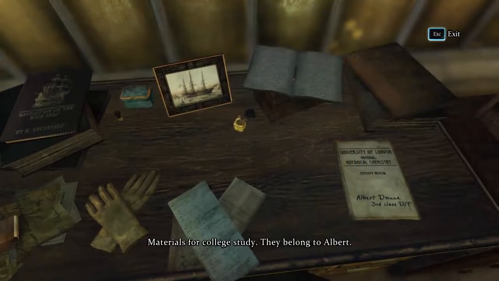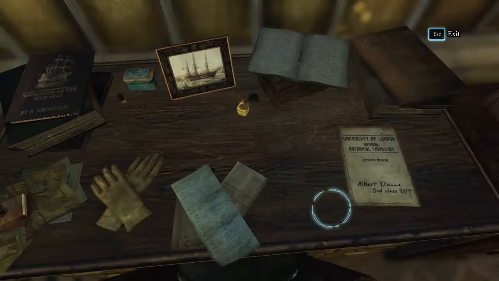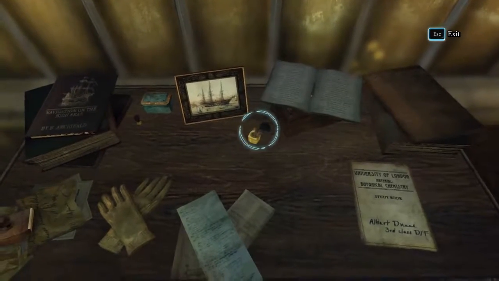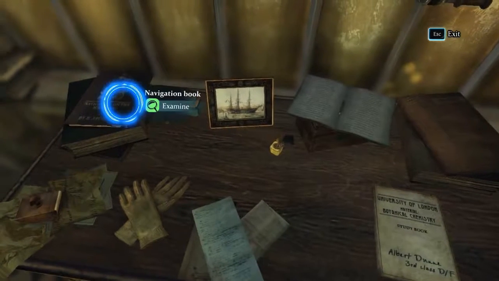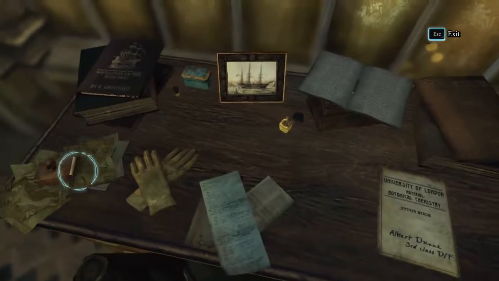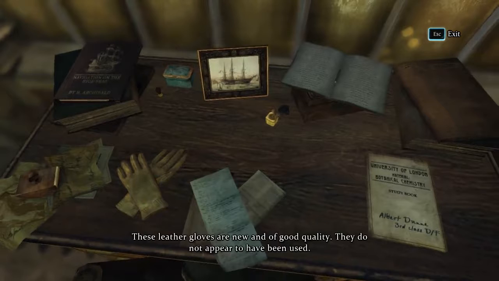Materials for college study. They belong to Albert. University of London Material Botanical Chemistry Study Book, Albert Dunn, 3rd class DF. A book about ships. Nothing at all to do with plants. Navigation on the High Seas by H. Archibald. There's words on those papers. These leather gloves are new and of good quality. They do not appear to have been used.